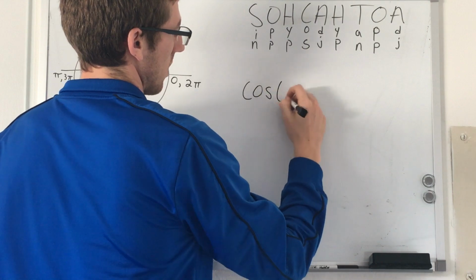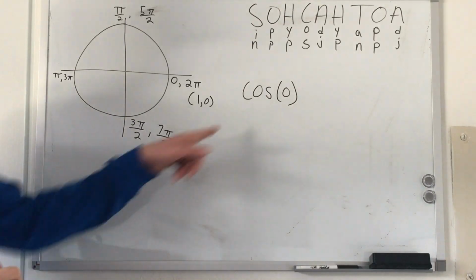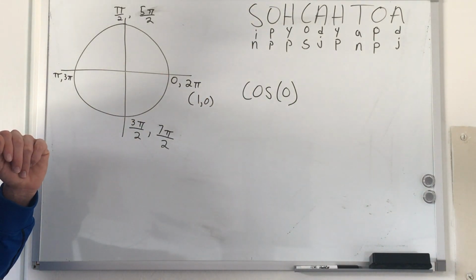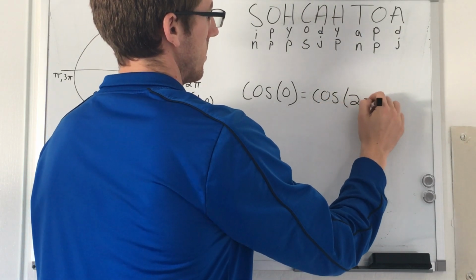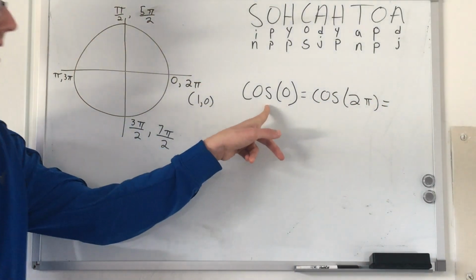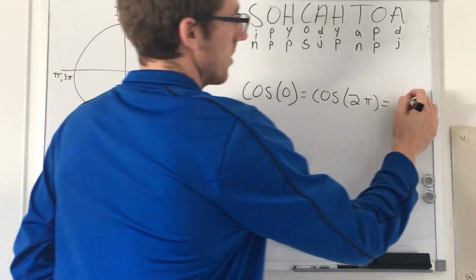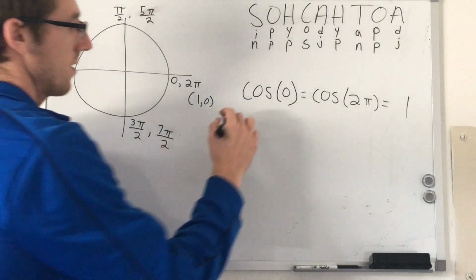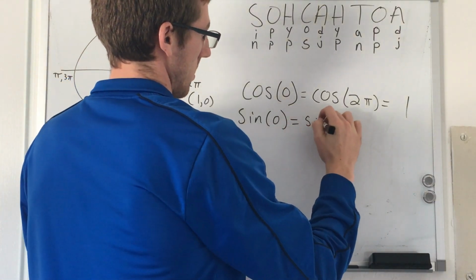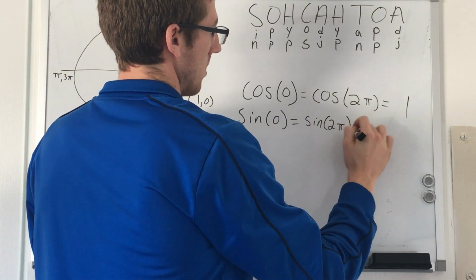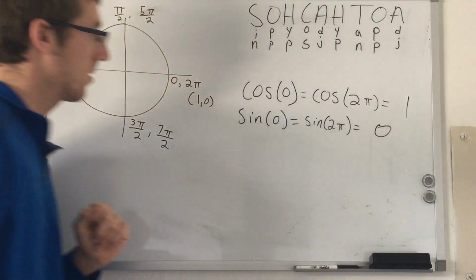Cosine of 0, so to remember what this point was, this is the point 1, 0. So cosine of 0, which is the same thing as cosine of 2 pi, it's one and the same. Well, cosine is the x value, so cosine of 0 or cosine of 2 pi is 1. Sine of 0 or sine of 2 pi, that's equal to the y value, so that's 0.